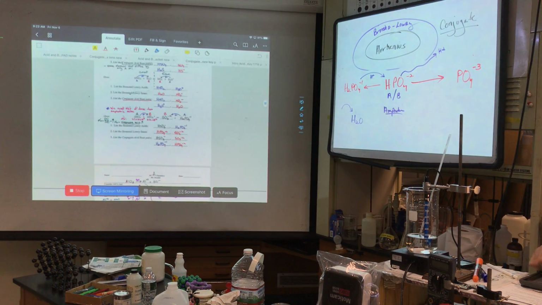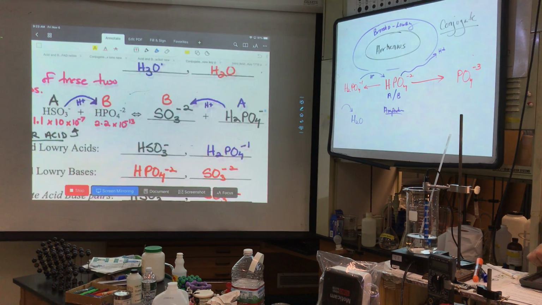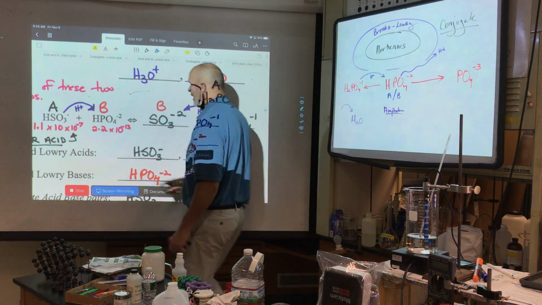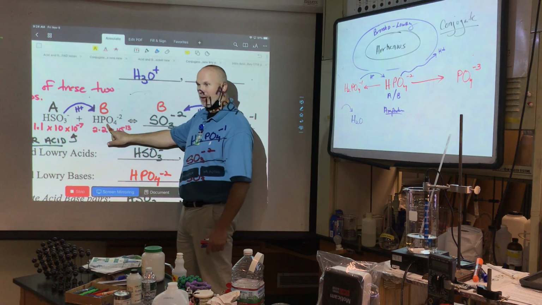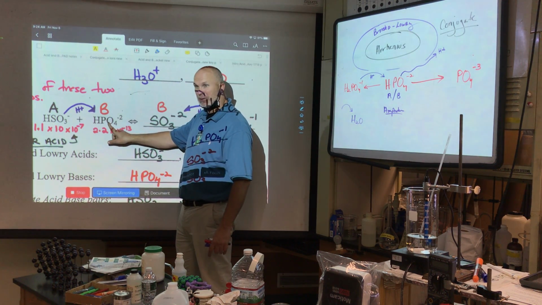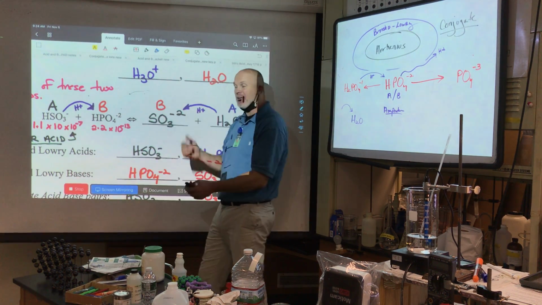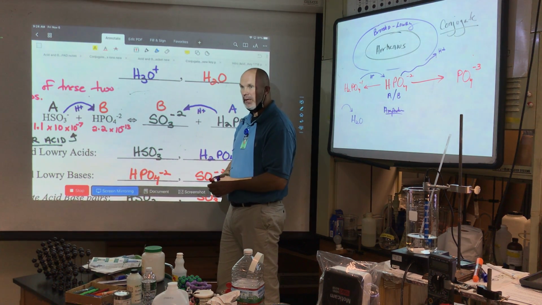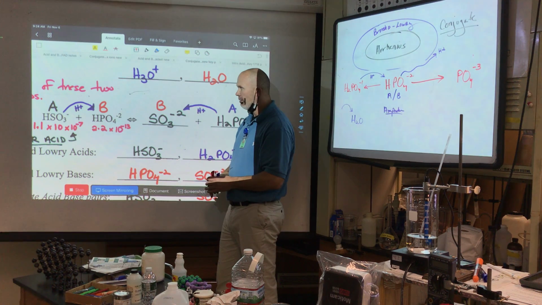Now, let's do the last one. This is a little more difficult because this one, I didn't give you the products. And if you noticed, I gave you what? Amphoteric. These guys can be what? Accepting or donating an H. So how do you know which one it is? You had to look up in table L, it's Ka.